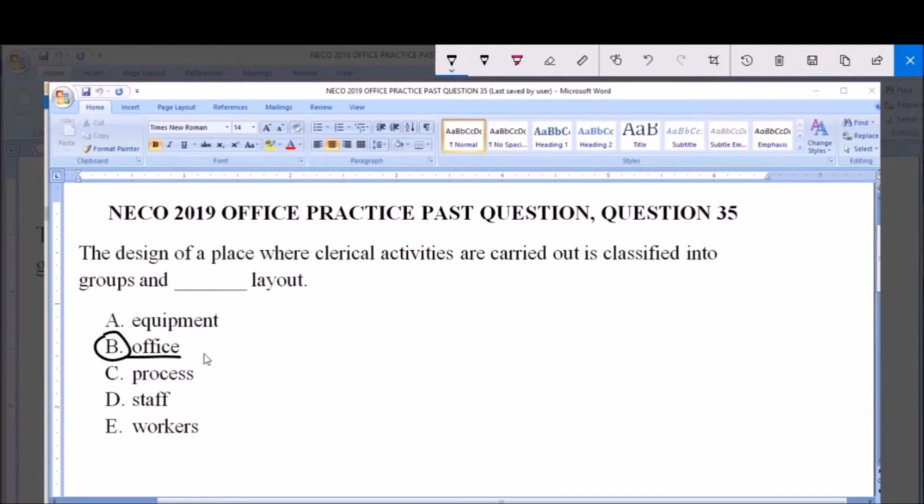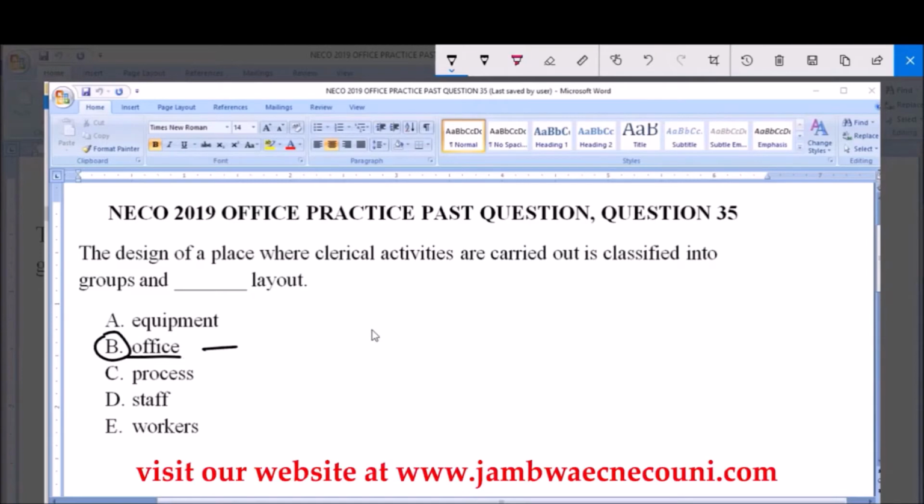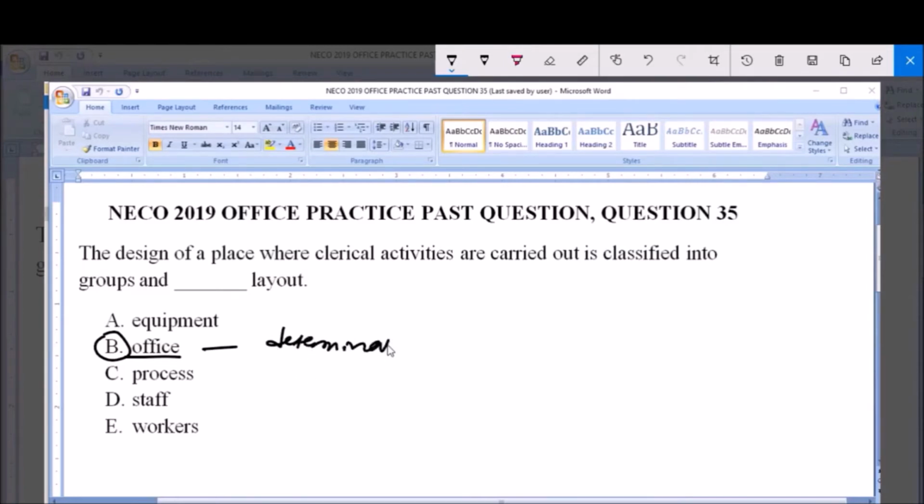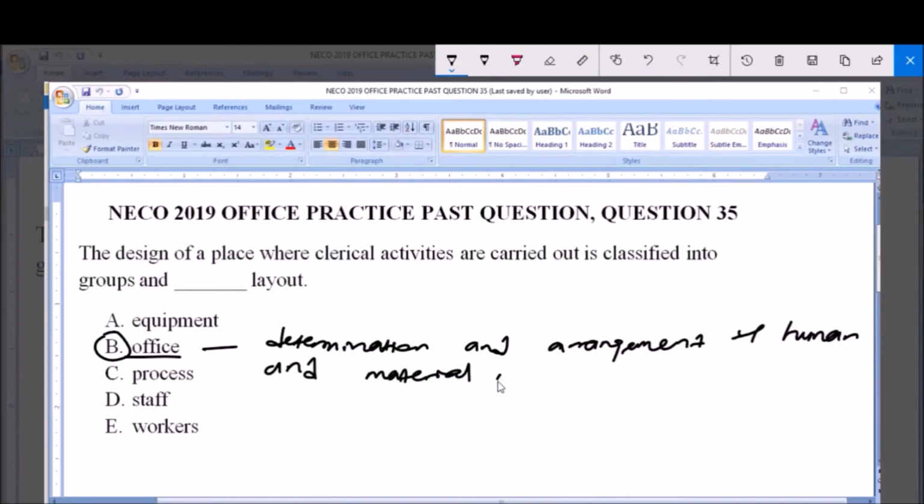That is option B, and this is because office layout is simply defined as the determination and arrangement of human and material resources based on the available floor space.